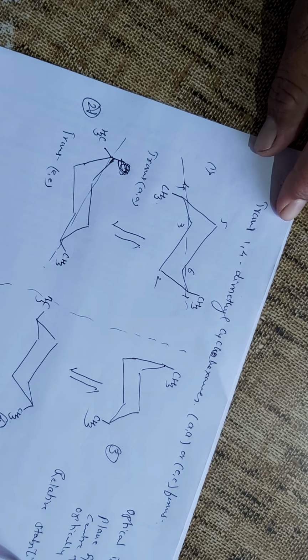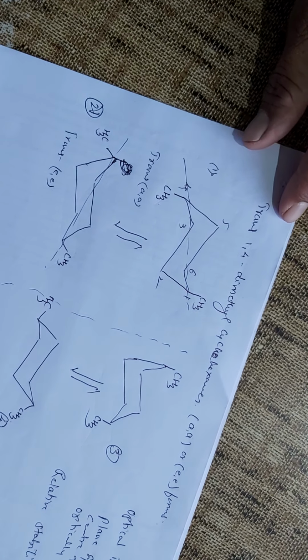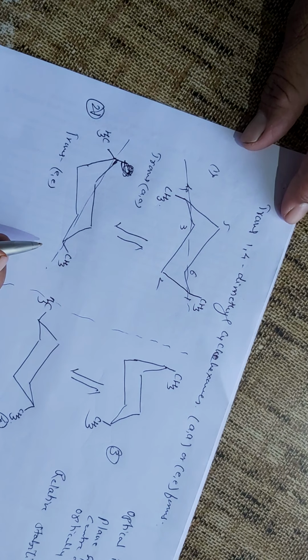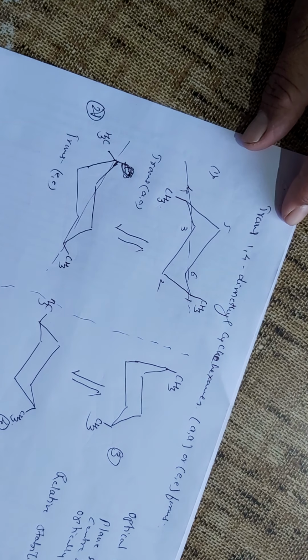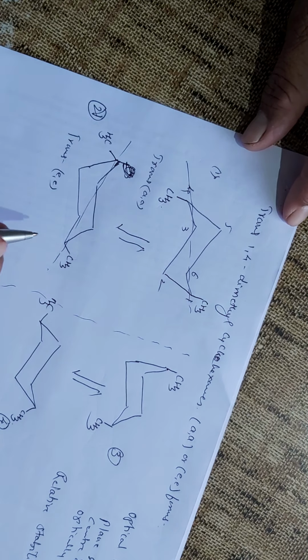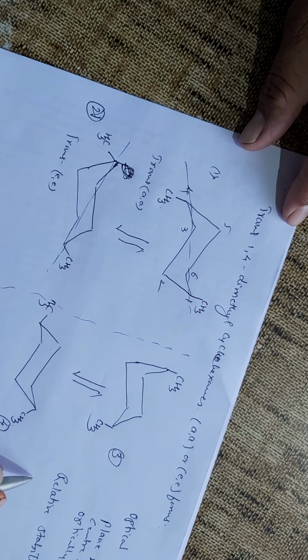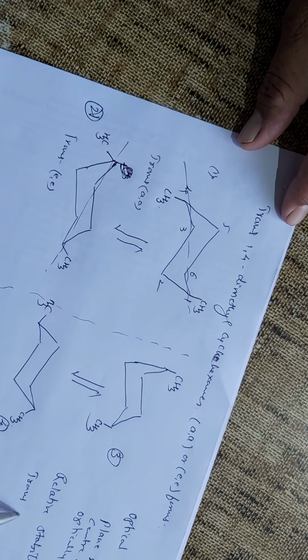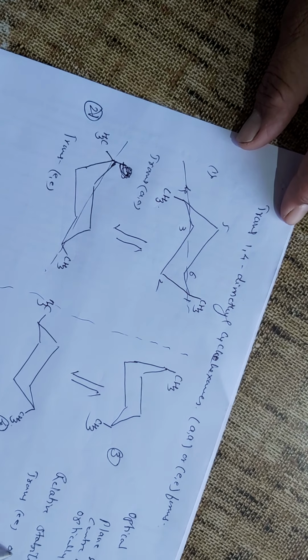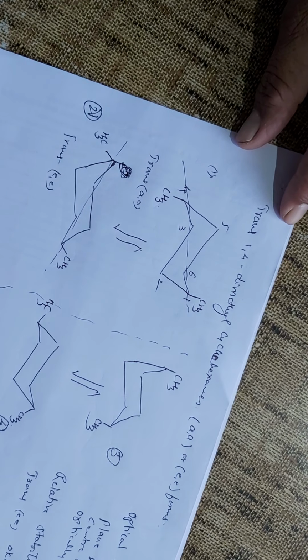Now we want to study the relative stability of these compounds. We have seen that when both the groups are in equatorial position, there is no chance of increasing the internal energy. So trans equatorial equatorial will contribute 0 kilocalories of energy per mole.